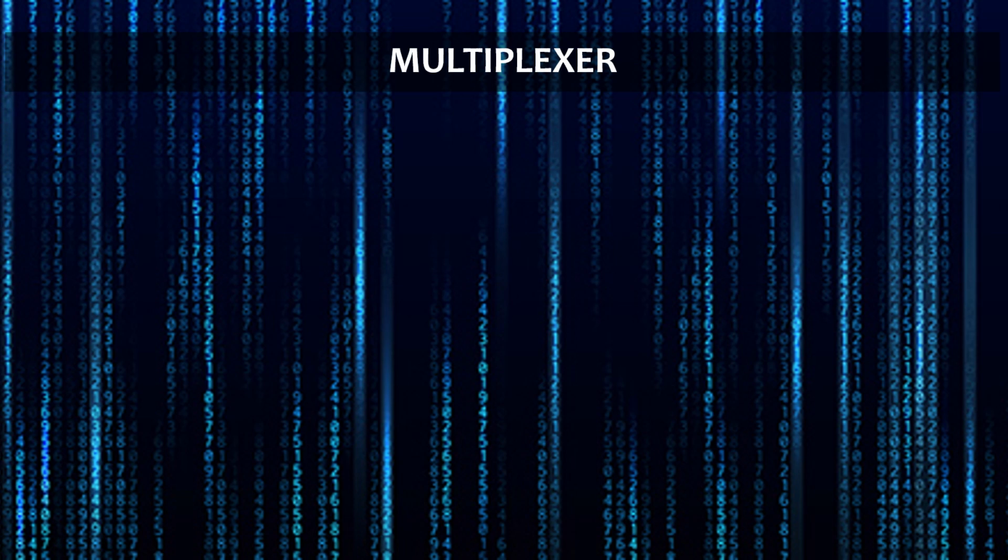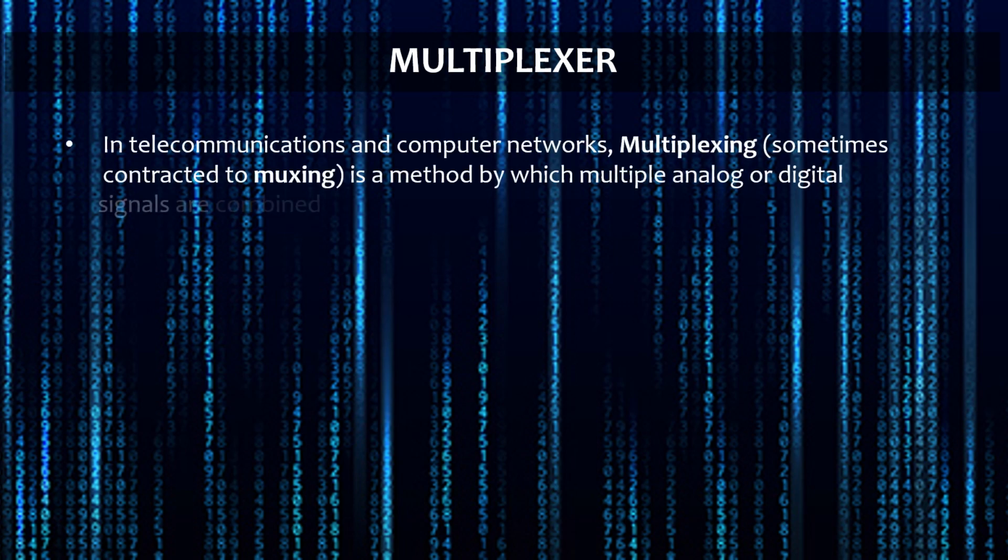Okay, now let's understand multiplexing a little bit in detail. So what is multiplexing? In telecommunications and computer networks, multiplexing, sometimes called muxing, is a method by which multiple analog or digital signals are combined into one signal over a shared medium.